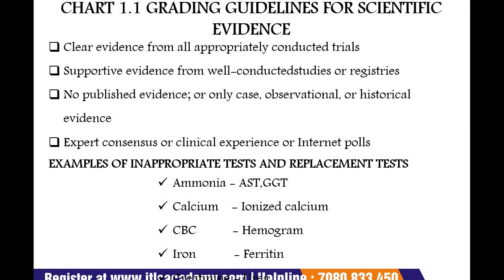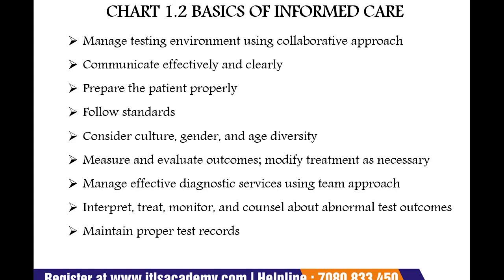Suppose ammonia, calcium, complete blood count, iron, these are inappropriate tests, so there is a replacement test for each. For ammonia, AST and GGT, that is aspartate transaminase and gamma glutamyl transferase tests, will be used. For calcium, the replacement test is ionized calcium. For complete blood cell count, hemogram is the replacement test. For iron, ferritin is the replacement test.